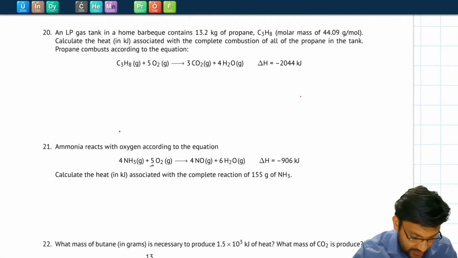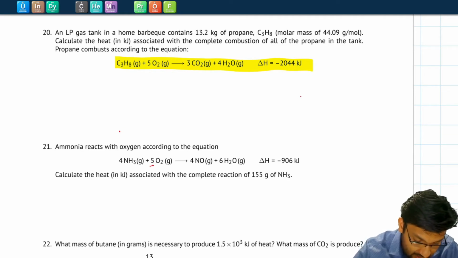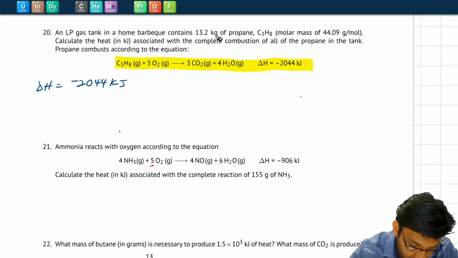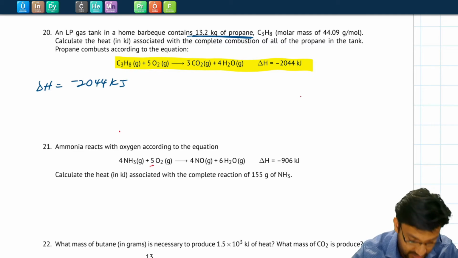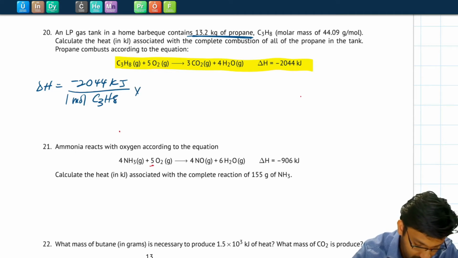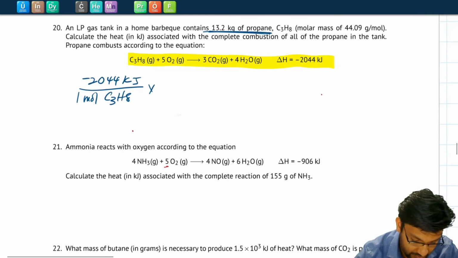Okay, let's look at number 20. In number 20, they already give us the thermochemical equation with the delta H value, which means this delta H is for 1 mole of propane or 5 moles of oxygen or 3 moles of carbon dioxide and so forth. I like to write that. So the delta H will be minus 2044 kilojoules for propane, which is the substance that we're interested in. So it's for 1 mole of propane. So if we figure out how many moles of propane that we have, then we can figure out the total amount of heat that we actually produced in kilojoules.